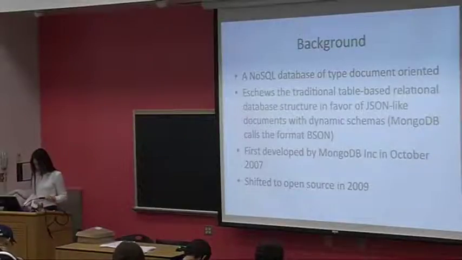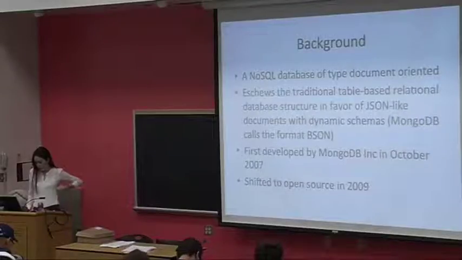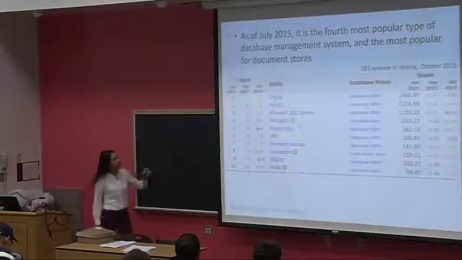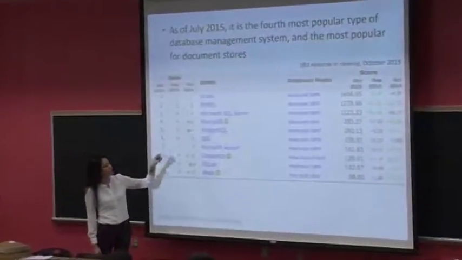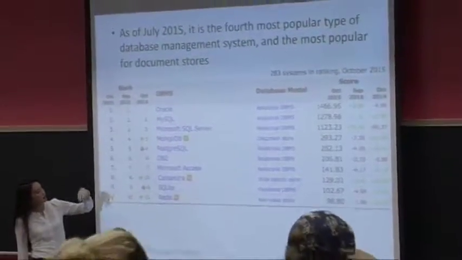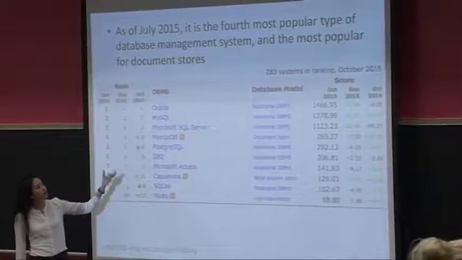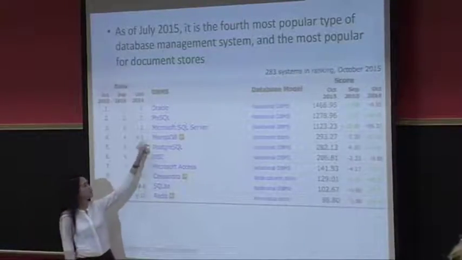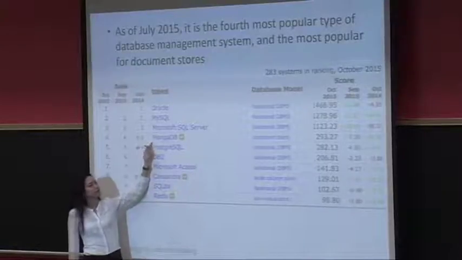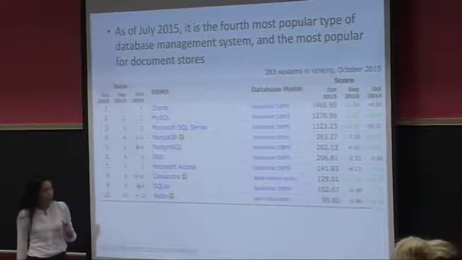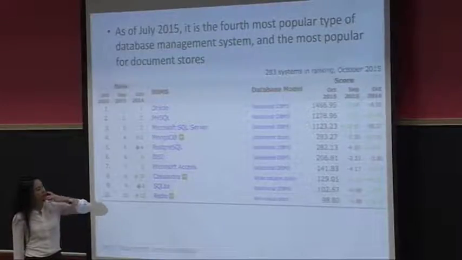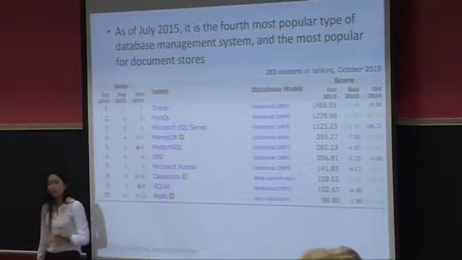MongoDB was first developed in 2007 and it shifted to open source in 2009. Up until this year, in July, in the ranking, you can see how the databases are being adopted. The most popular ones are still Oracle, MySQL, and Microsoft SQL Server, and these are all relational databases. You can see MongoDB right after them. This is its popularity. It's the 4th most popular database being used, and it's the #1 NoSQL as well, and it's the document store.